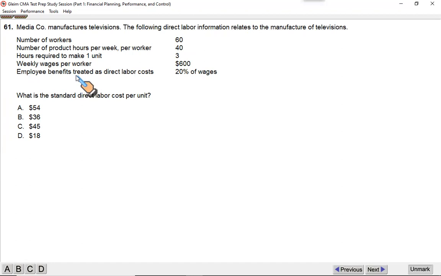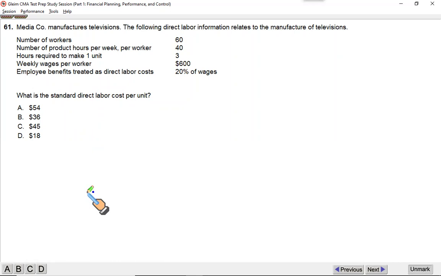And employee benefits. Employee benefits include amounts other than the labor rate. It might involve fringe benefits, or some employee insurance. In the US, we also have FICA, the Federal Insurance Contributions Act. So there are certain non-wage related benefits that are made a part of the wage. Employee benefits treated as a direct labor cost are 20% of wage. If this is so, what is the standard direct labor cost per unit?